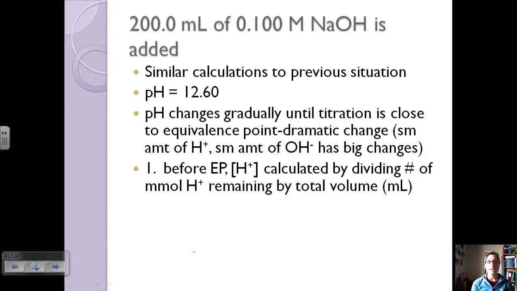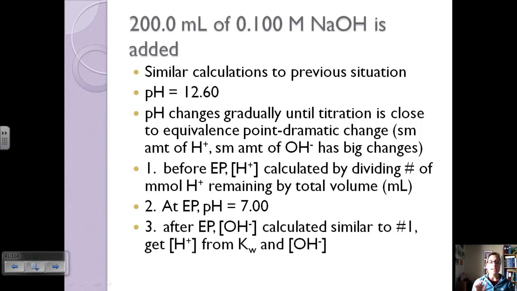So before the equivalence point, the H+ was calculated by dividing the number of millimoles of H+ remaining by the total volume. At the equivalence point, we know the quantities are equal, so the pH is 7. And then after the equivalence point, same idea as before, but now we have excess OH- instead of excess H+. And so we calculate our excess OH-, then we get the H+ from the Kw, and then calculate our pH from there.